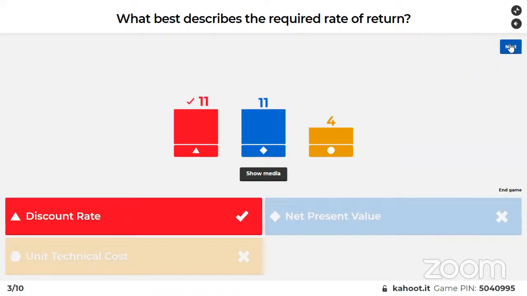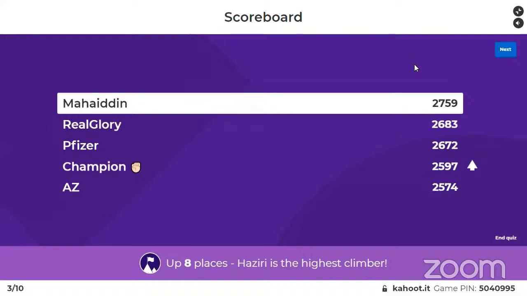Anyway, let's see who are those people. Real Glory, you just have to pass Mahiden, and you may be my best person. So we have Peter as third, Champion is coming up, cool. And AZ, the fifth person.